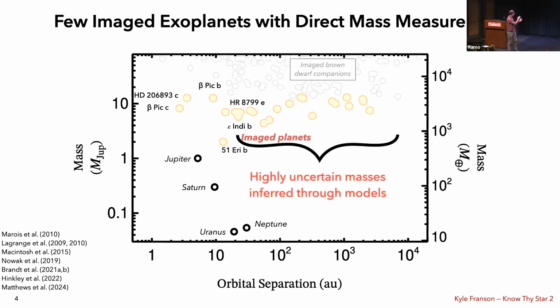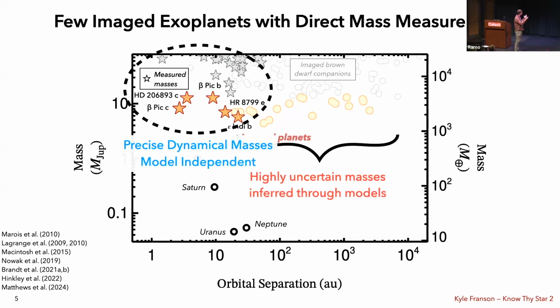But as we march to closer orbital separations, the reflex motion that planets induce on their host stars gets larger. And so this has been used, especially in the last few years, to obtain a small sample of mostly brown dwarf companions, as well as a handful of imaged exoplanets with direct dynamical mass measurements. And these benchmark objects really offer us some of the best constraints that we have on planet formation, as we can use these dynamical masses to test the evolutionary models that we have to use for everything else, but also their input assumptions about how planets form and evolve.